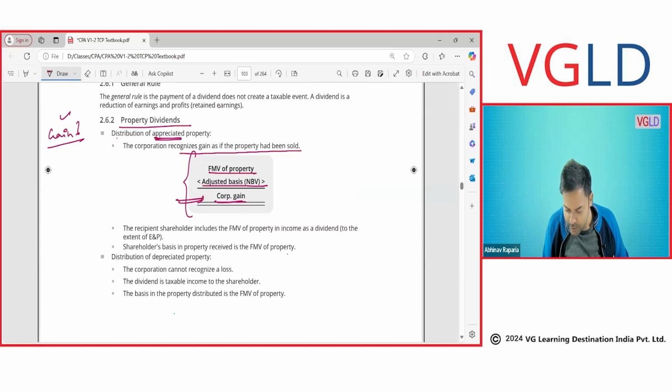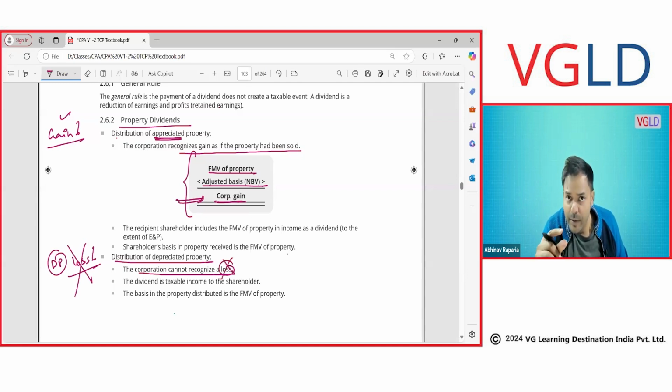But if you are distributing the depreciated property, are we going to recognize the loss? No. The corporation cannot recognize a loss. If I'm giving the appreciated property, what is my distribution value? Fair market value. If I'm giving depreciated property, what is my distribution value? Fair market value. See that?